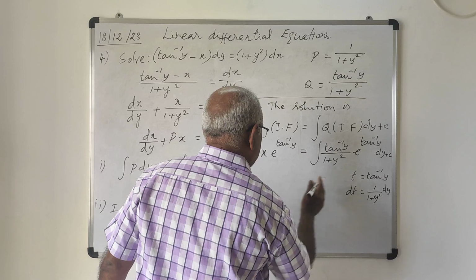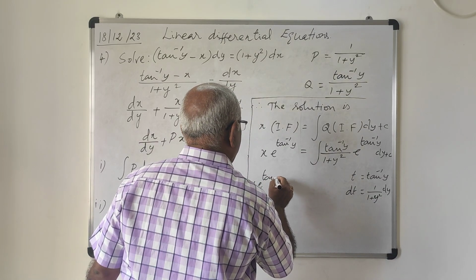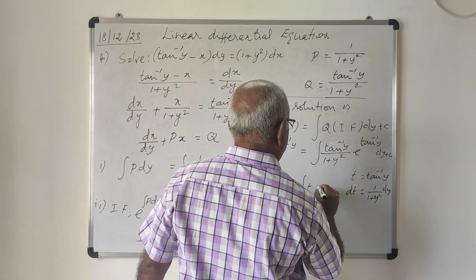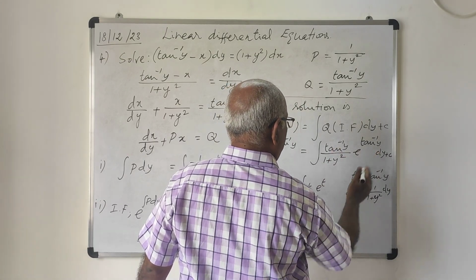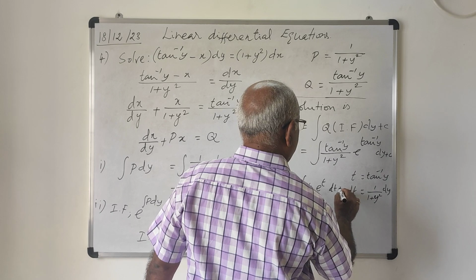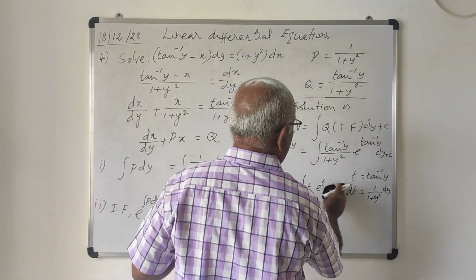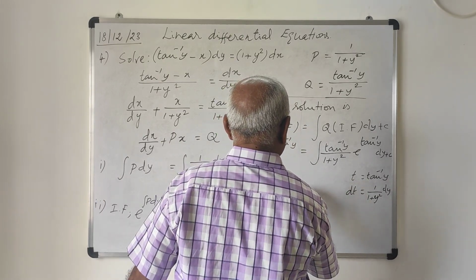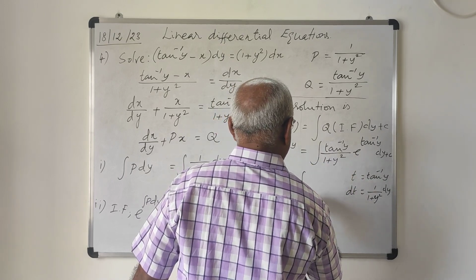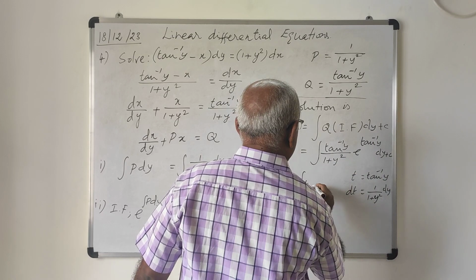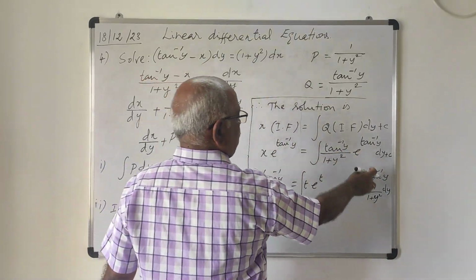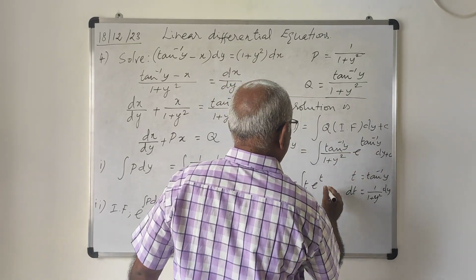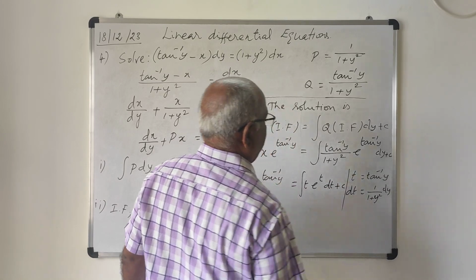So after giving the substitution, you will get x into e power tan inverse y equal to integral of tan inverse y, which is t, e power tan inverse y, which is e power t, 1 by 1 plus y square dy, which is dt, plus c. That's all about the problem.